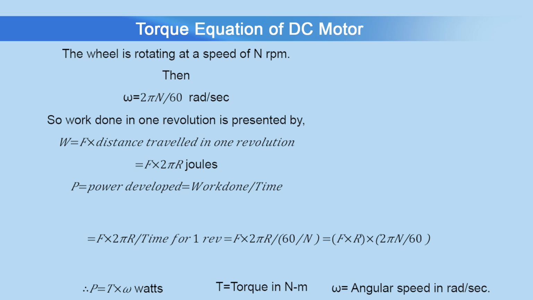Therefore, power developed P is equal to work done divided by time, which is F into 2 pi R divided by the time for one revolution, which is 60 upon N. So at the end we can write this as F into R into 2 pi N upon 60. Now there is a relation between power and torque: power is equal to torque into omega watts, where T is the torque in Newton meter and omega is the angular speed in radian per second.